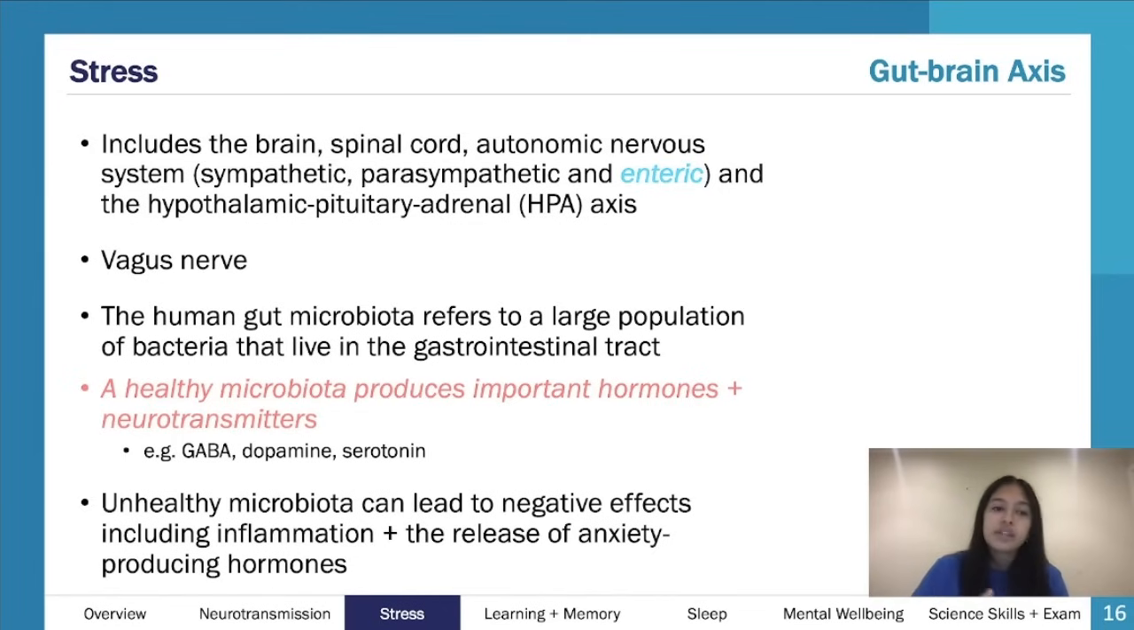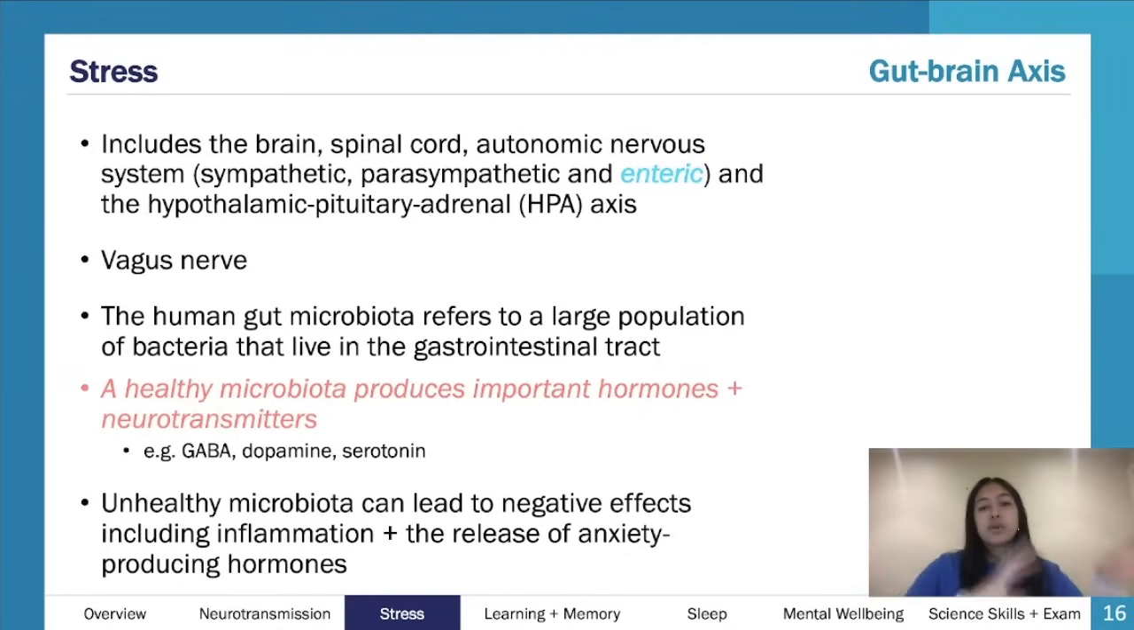So, a key example of this is that the bacteria in your gut are involved in producing a lot of important hormones and neurotransmitters. These include ones we've talked about, GABA, dopamine, serotonin, that sort of thing. So if you've got this dysbiosis, your bacteria are going a little bit funky, your levels of important hormones, neurotransmitters and neuromodulators are being thrown out of whack. And then you can see how that will affect your brain.